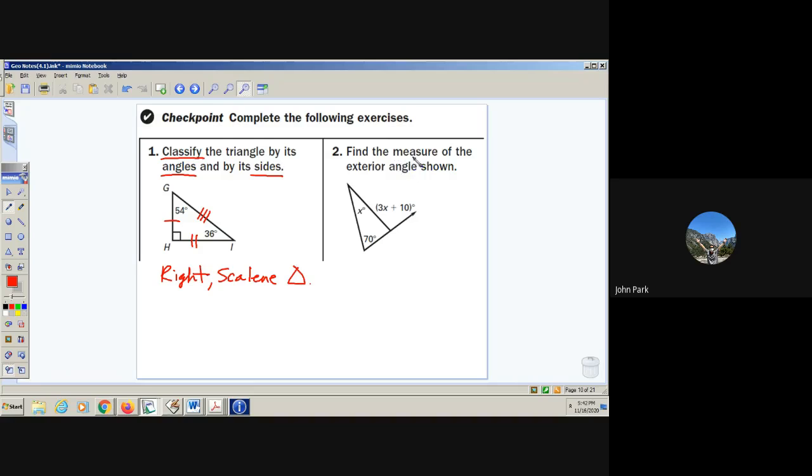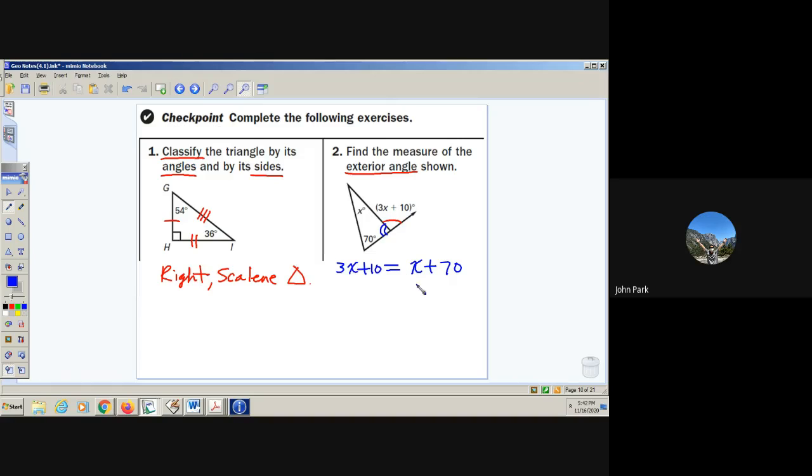Now, here's another example to find the measure of the exterior angle. So again, here's the exterior angle, which is 3x plus 10. So 3x plus 10 is going to equal the sum of the other remote or the non-adjacent. So here is the adjacent right here, so then these two are the non-adjacent. So we add those together: x plus 70.